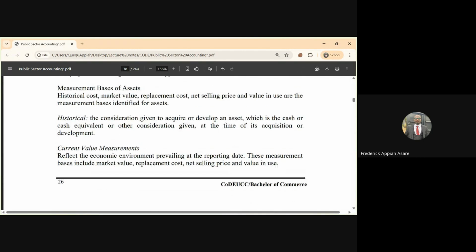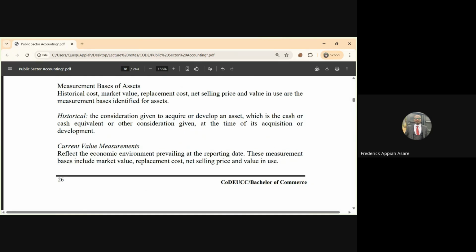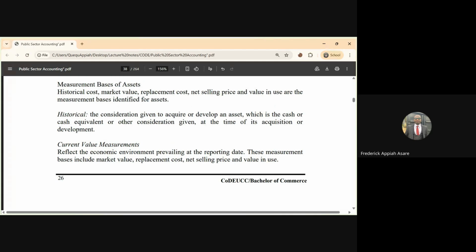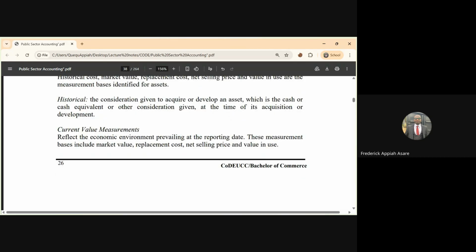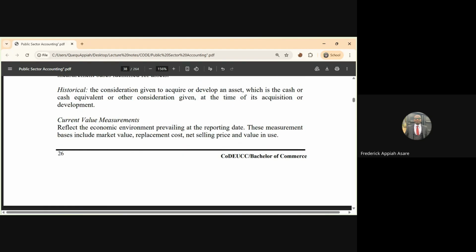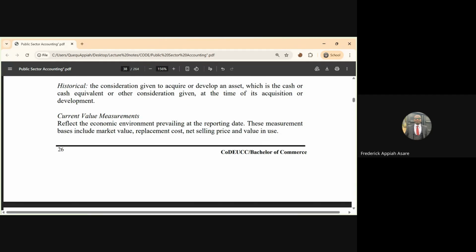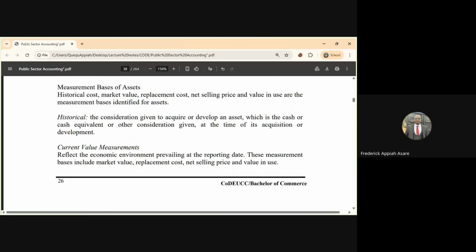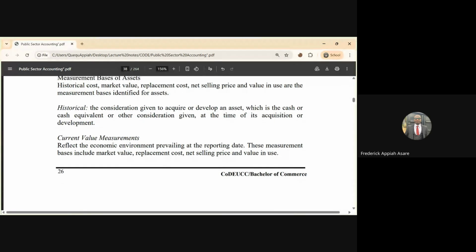We have measurement basis of assets, that is the historical cost, market value, replacement cost, net selling price, and value in use are the measurement basis identified for assets. Historical, we have the consideration given to acquire or develop an asset, which is the cash or the cash equivalent. So the measurement that we are going to use, one of them is the historical cost. We consider the market value, the replacement cost, and the net selling price. Value in use. These are the measurement bases that we use for an asset.